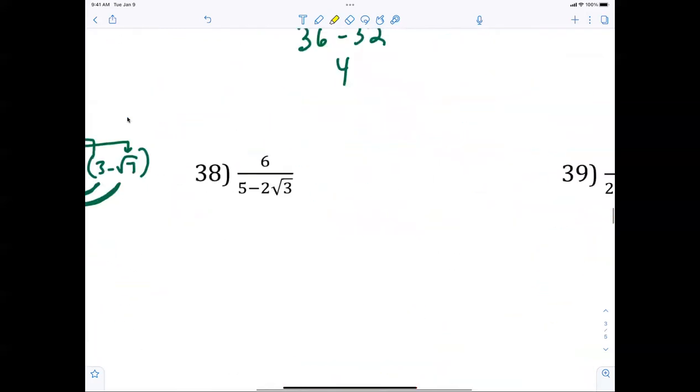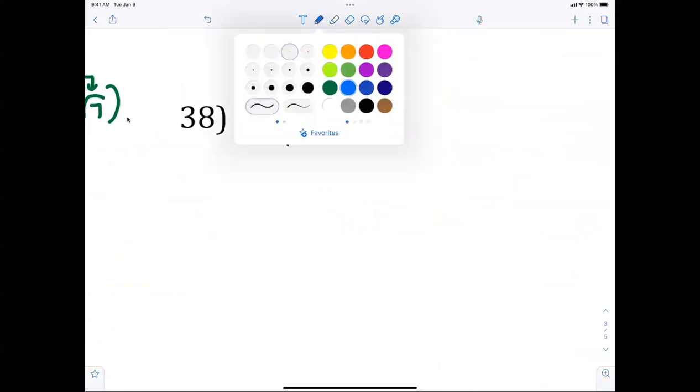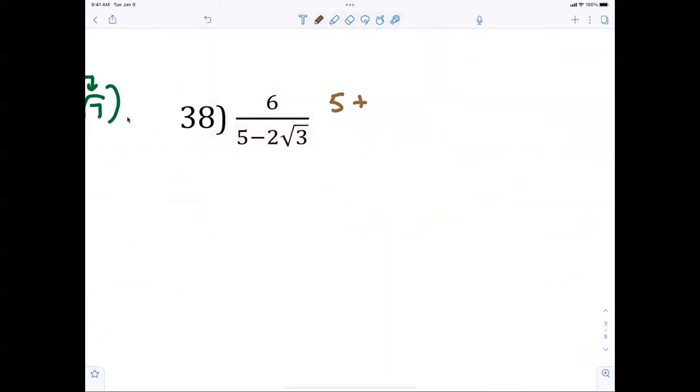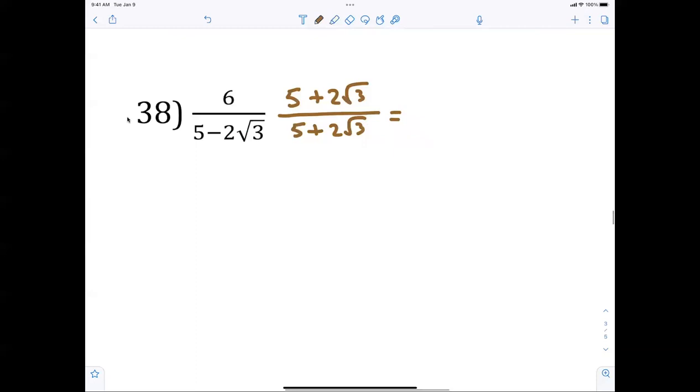Okay, here we go. 38. Multiplying the top and bottom by what? Right, let's do that. 5 plus 2 radical 3. Everybody should be able to look at the numerator and say it's just obviously what? What is it on the top? 30. Come on, this is too slow. 30 what? Plus what? 12 radical 3. 30 plus 12 radical 3.